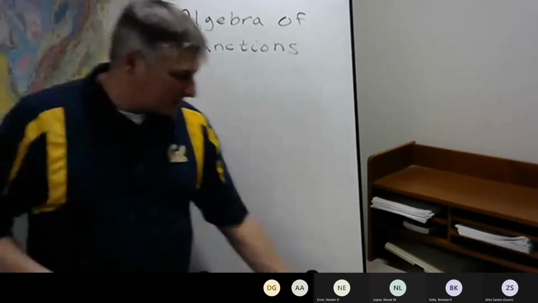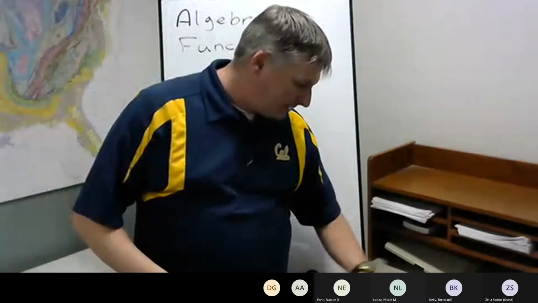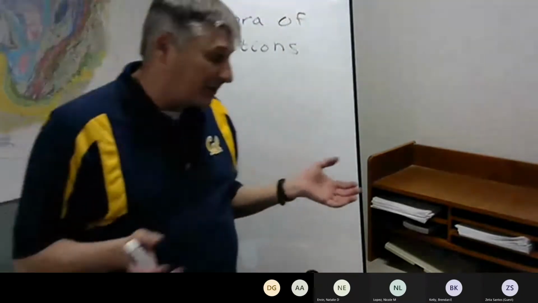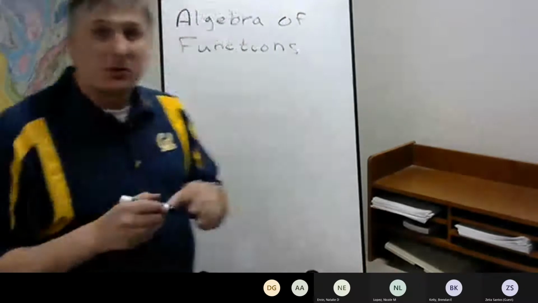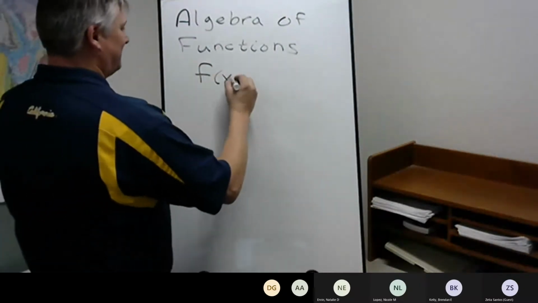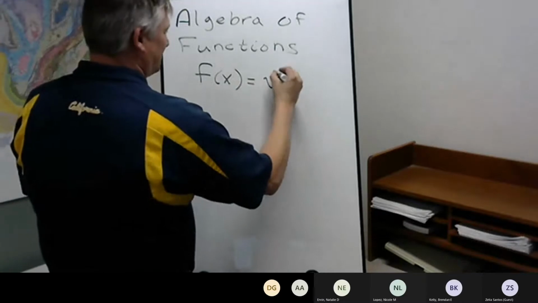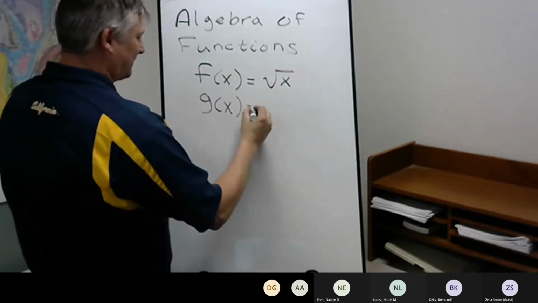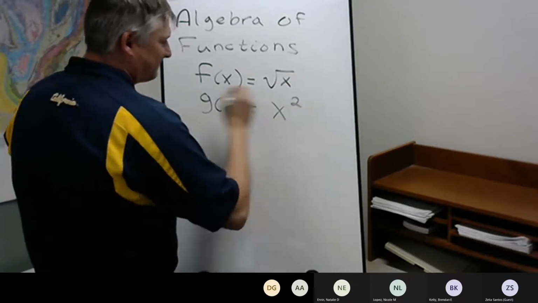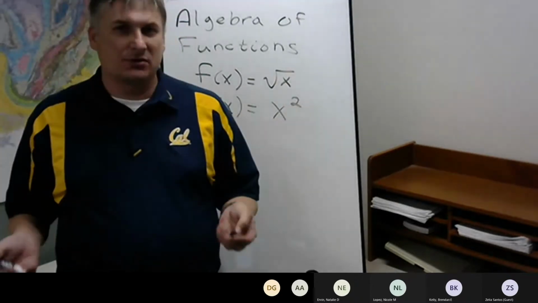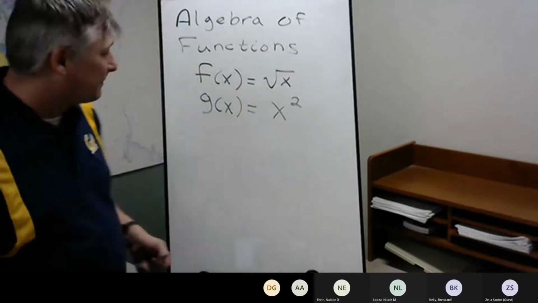So what we're talking about is essentially just how we combine functions. So let's work with some functions that we're going to keep around. Let's say we have f of x equals the square root of x, and g of x is x squared. So a lot of this section, it's notation. It's just knowing what these things stand for.